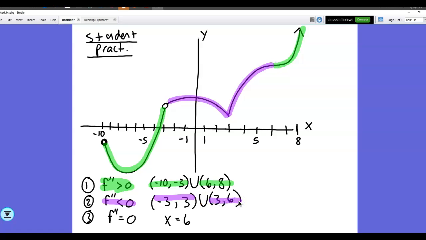The last thing that we need to do is find some points of inflection. Now, the points of inflection are located at those places where the colors switch from purple to green, like right here, for instance, and so I put x equals 6. But you'll notice that I didn't include this one. Why not? Because for a point to be considered a point of inflection, it has to be continuous at that point. And so this is not considered to be a point of inflection. Yes, the concavity changes at that point, but the point itself doesn't actually exist. So that one will not be listed as a point of inflection.